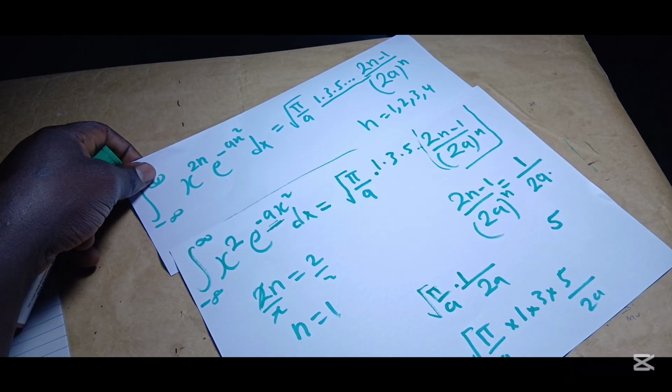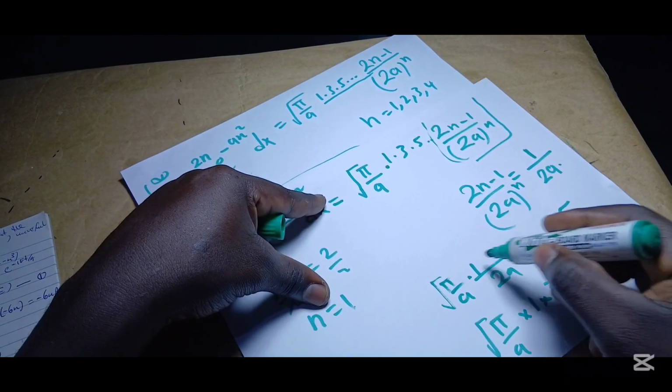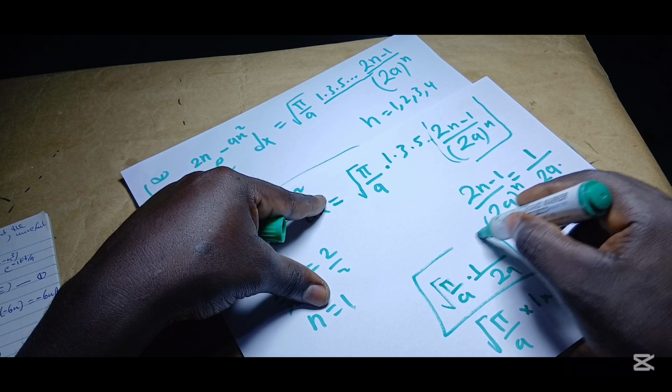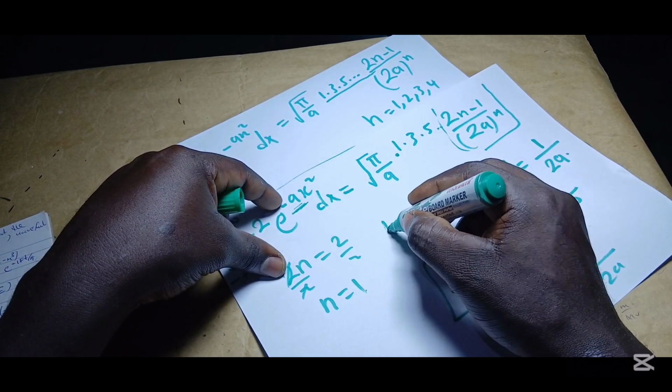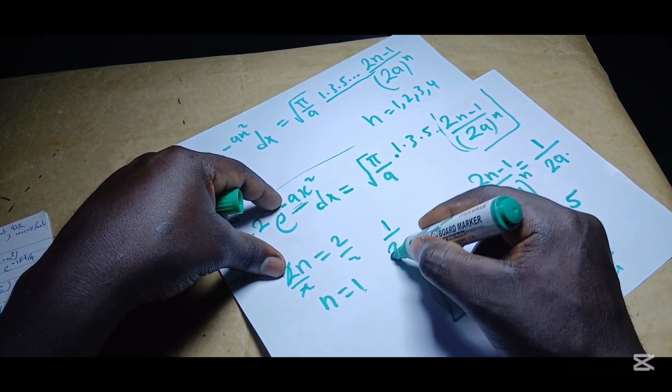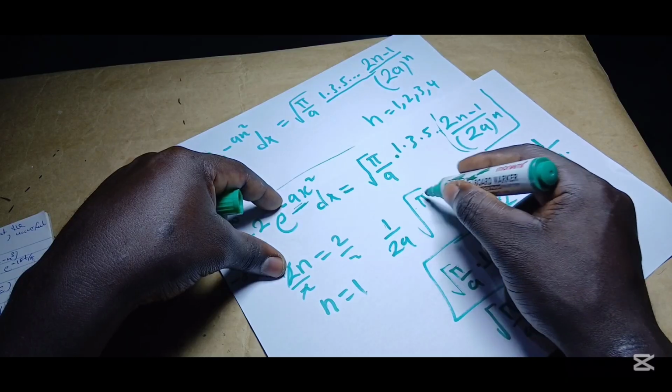Let's take another example. So simplifying this is the answer for this problem. You can go ahead and write it as 1 over 2a times the square root of pi over a.